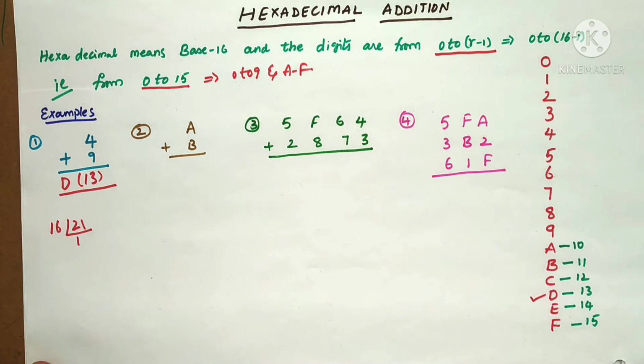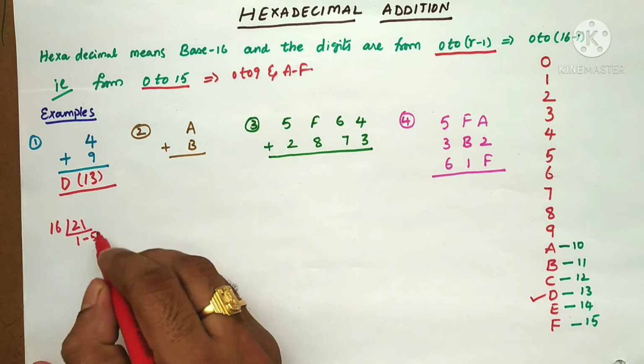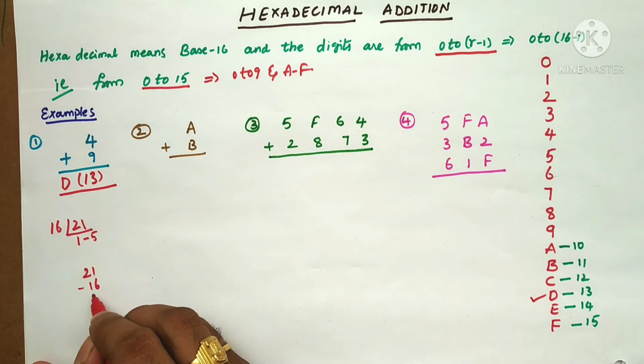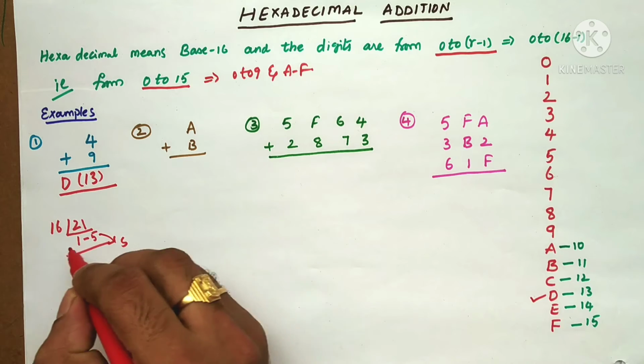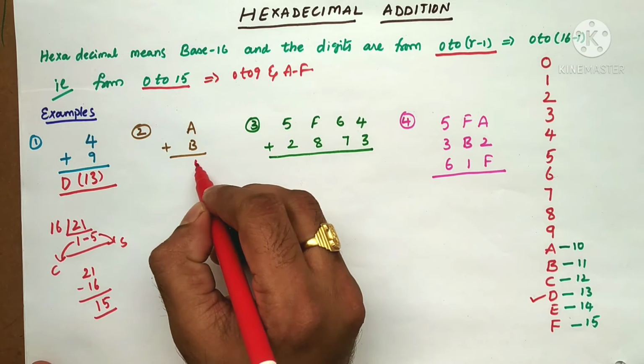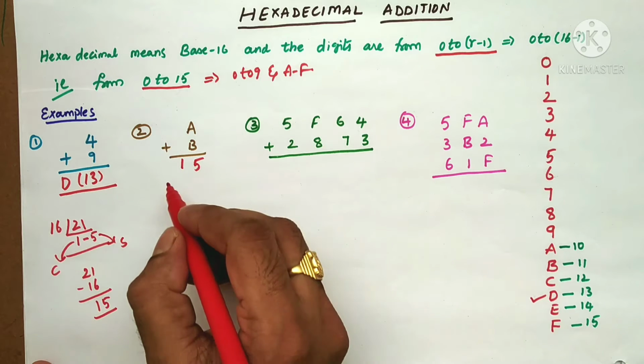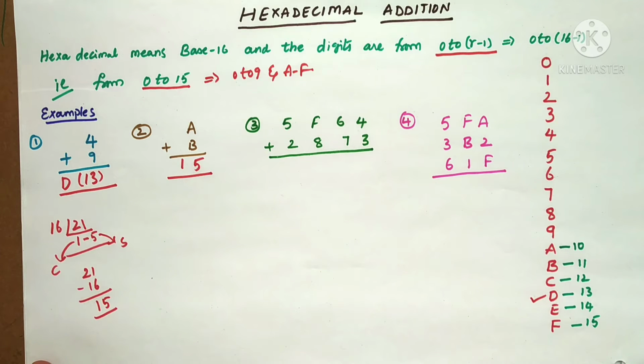16 ones are 16, and the remainder is 5. Simply we can do this like 21 minus 16, it is 5. How many times are you subtracting 16 from 21? Only one time. Write 1 here. So 5 is the sum and 1 is the carry. So there is the answer. 21 in decimal is equal to 15 in the hexadecimal number system.